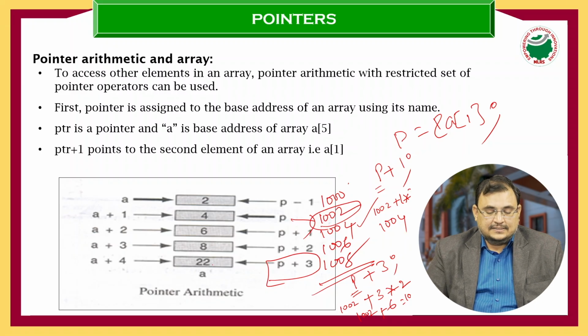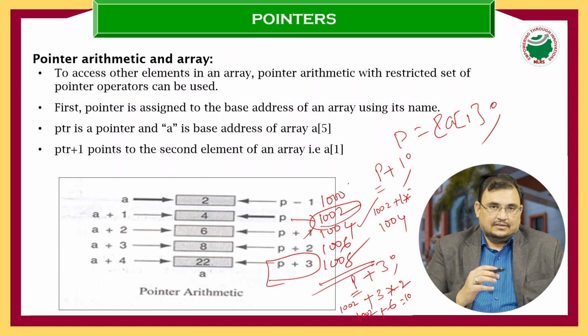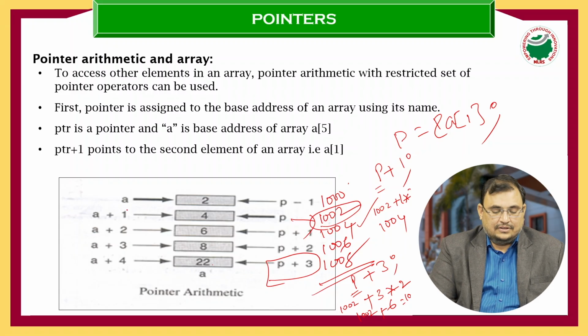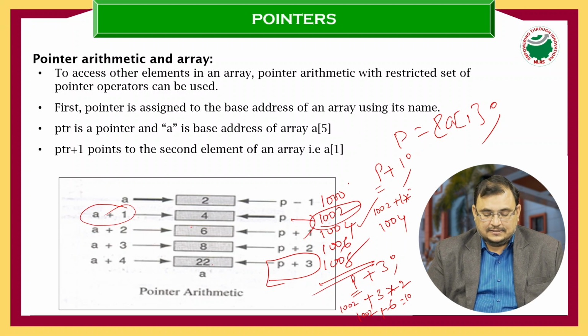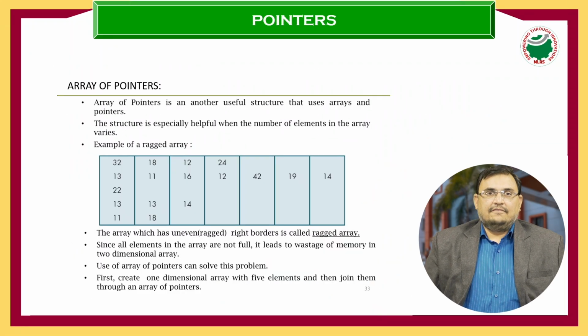So you can access the values of the array using a pointer or using a normal index. You can access both. So a plus 1 points to 4 only, or you can also use p directly like this. So hope you understand. Another concept we have is array of pointers.